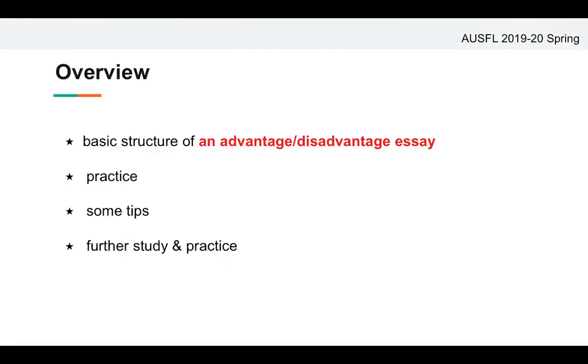Let's have a look at the overview. First, you will learn about the basic structure of an advantages and disadvantages essay. Second, you will be provided with some exercises for practice. Then, there will be some tips to follow. Finally, there will be some references for further study and practice. Now let's start.